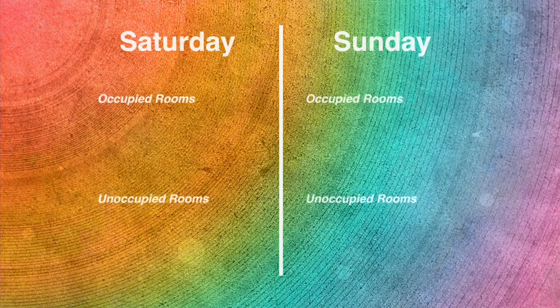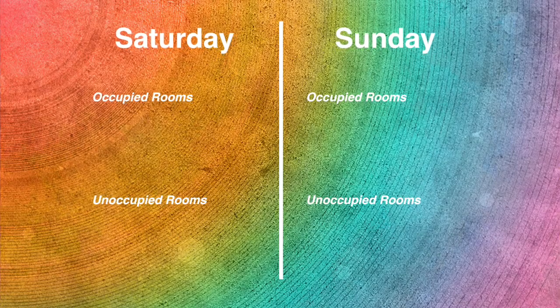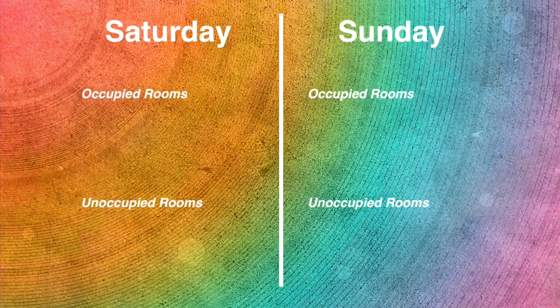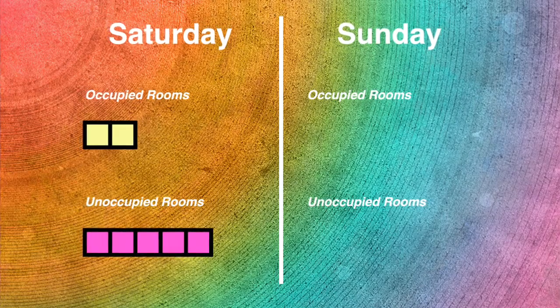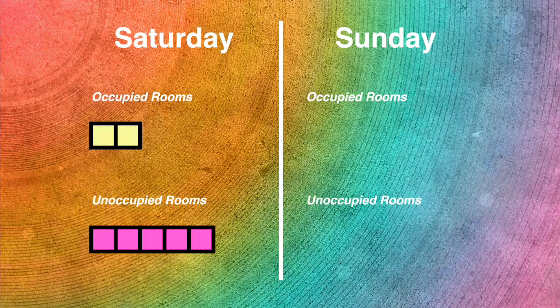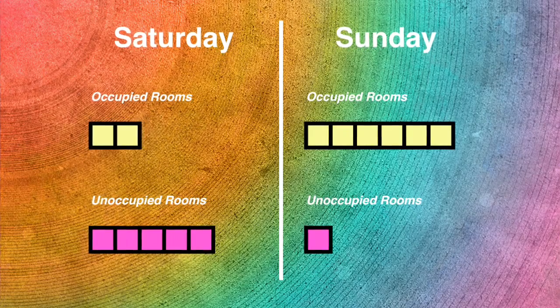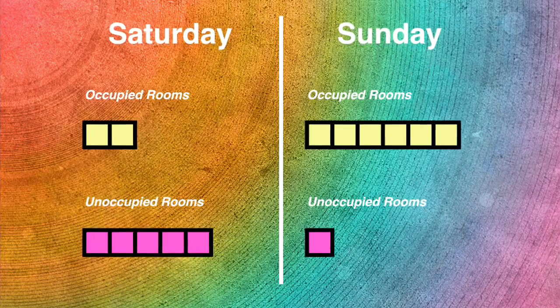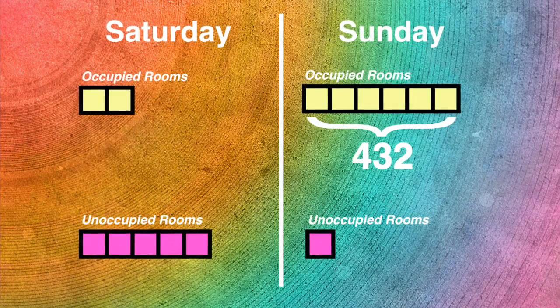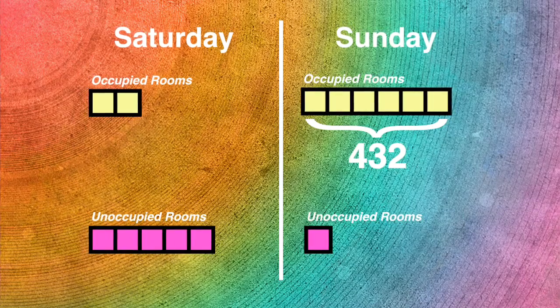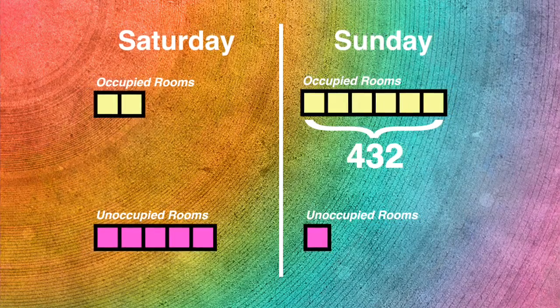We know we're dealing with Saturday and Sunday, so let's label that. We also know that on each day we're dealing with occupied and unoccupied rooms, so let's put those labels down as well. And we are told that on Saturdays the ratio of occupied to unoccupied is 2 to 5, and that for Sundays the ratio is 6 occupied rooms to every 1 unoccupied room. The last bit of information we are given is that on Sunday there was a total of 432 occupied rooms.